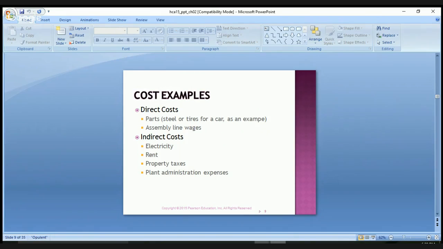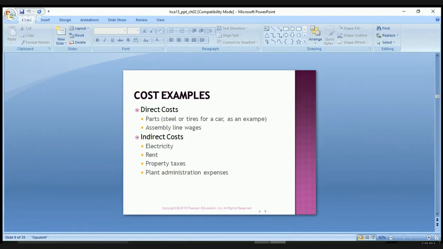Now, when we're talking about direct costs, we're going to break it up into two different types: your direct materials, which is the materials used to produce the product, and the direct labor, which is the labor directly used to produce the product. And of course, that would be the assembly line wages. Okay? Those are pretty well clear cut. The thing that gets a little murky is your indirect costs.